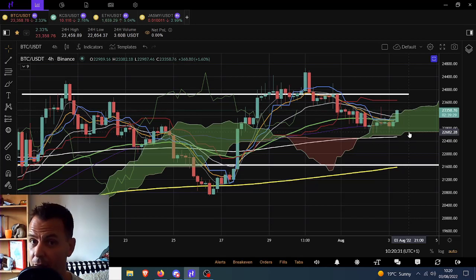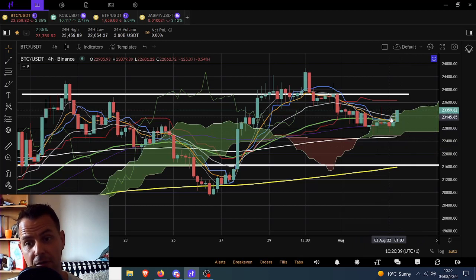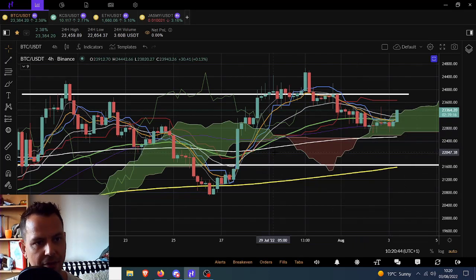So even though I do favour it based on the long-term timeframes and the momentum that's not dwindling on the 3-day and the weekly, I favour the upside. But it's still a no trade zone at this very moment in time.